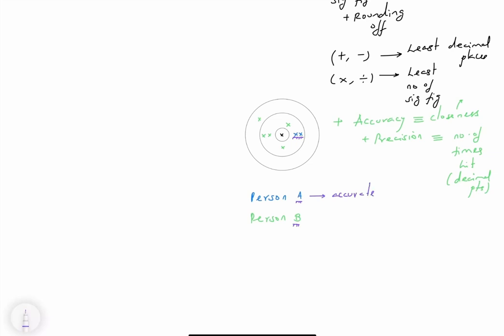Similarly, if you take person B, so person A is accurate, but is he precise or not? Well, there are only two. And look at B, how many times B has put. So maybe precision wise A is less. But look at B. Precision wise is more, but accuracy is okay. Maybe these two are there. But what about this? Even let's say these two also count. What about this one?